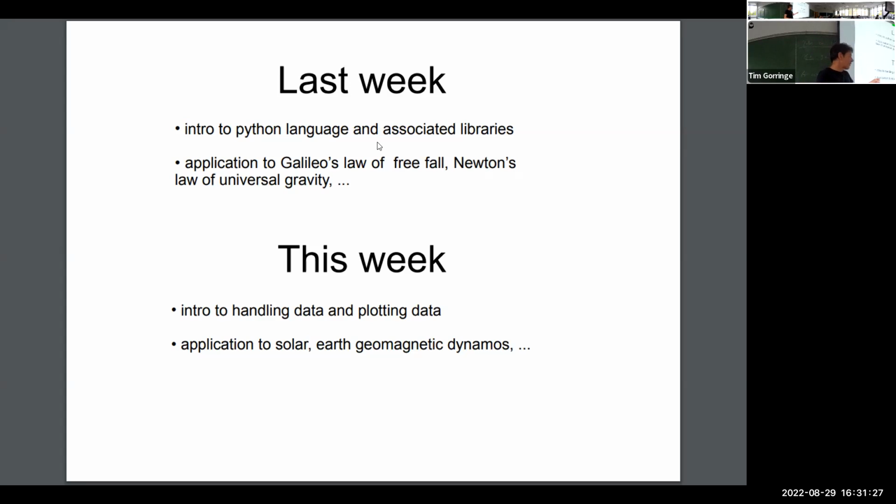In today's class, the application, the assignment, is related to solar dynamos, which are related to the Earth as a dynamo. So we'll talk a little bit about the physics of natural dynamos, but it'll lead us on to looking at some data about solar dynamos and interpreting that data.